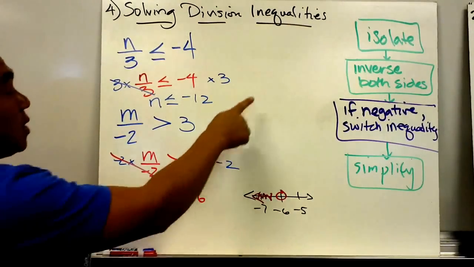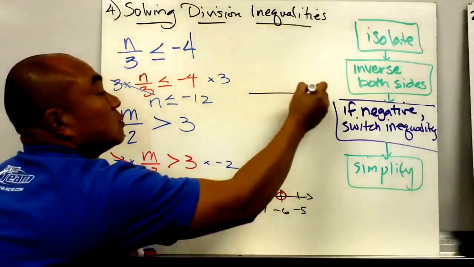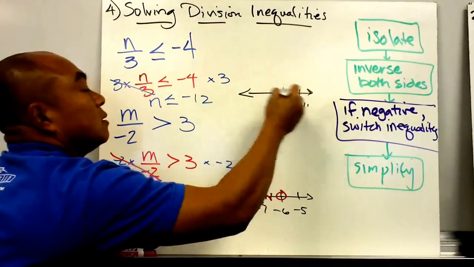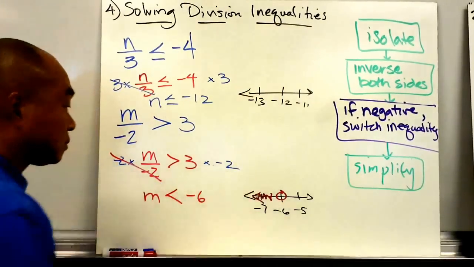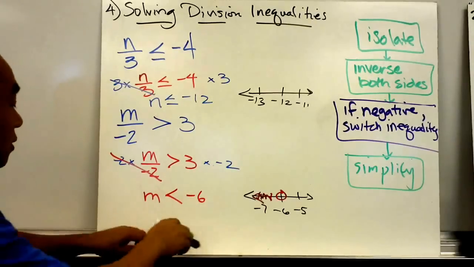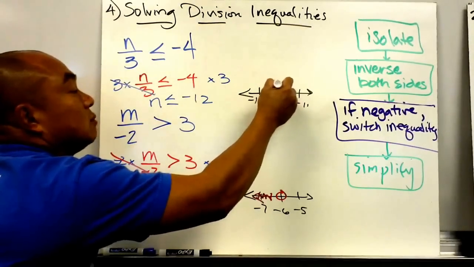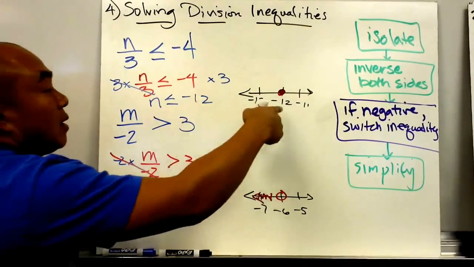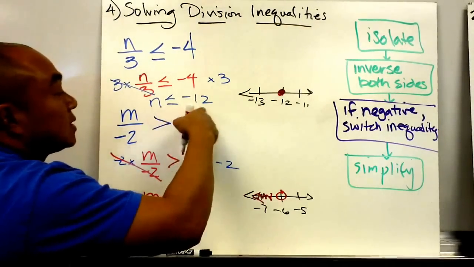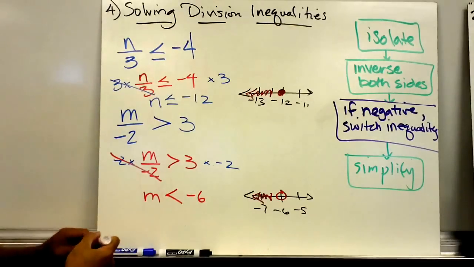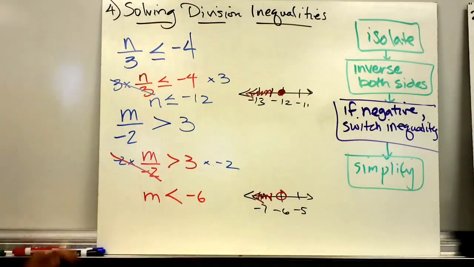And I just remembered I didn't graph this one, so let's graph this one also. So here's negative 12, negative 11, negative 13. You're going to graph this. That's going to be a solid circle because it has that line right here. And you're looking for all the values that are less than negative 12, which makes it this side as well. Okay? All right. That's it.